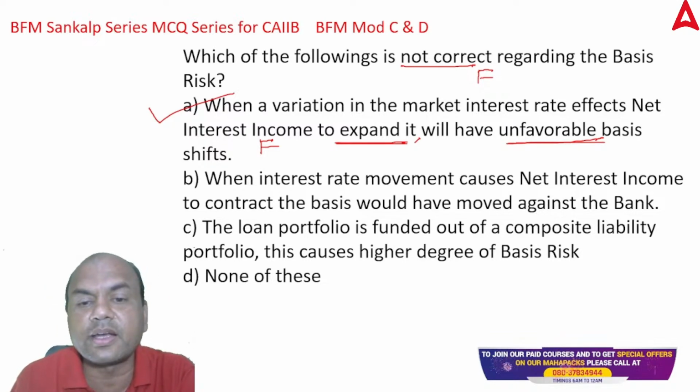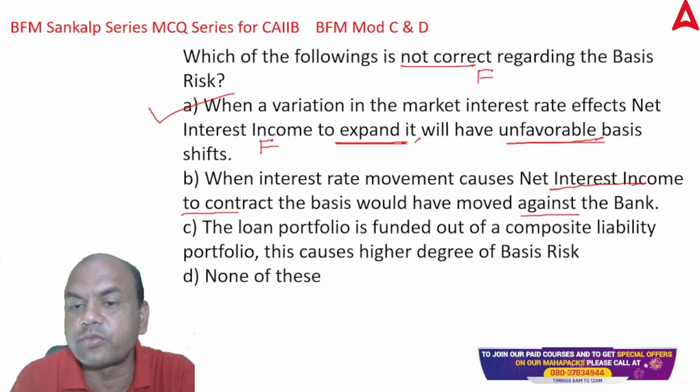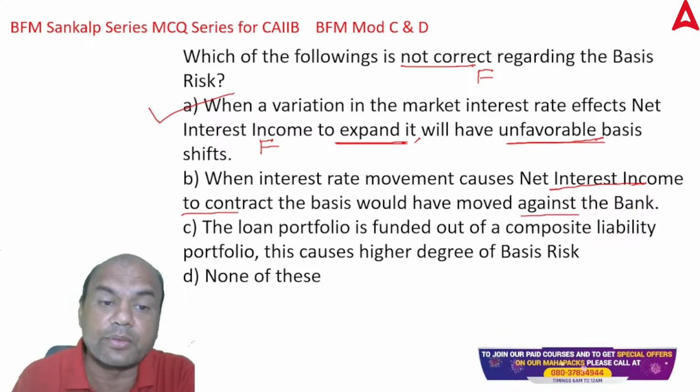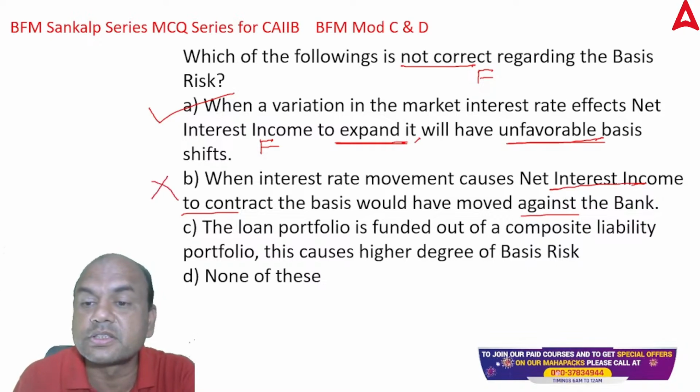When the interest rate movement causes net interest income to contract, the basis would be moved against the bank. So obviously, net interest income to contract. Contract means it is against me, unfavorable to me, isn't it? So that's why B is true. So this is not the answer. We want false. This is true.